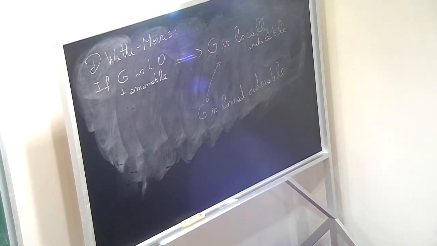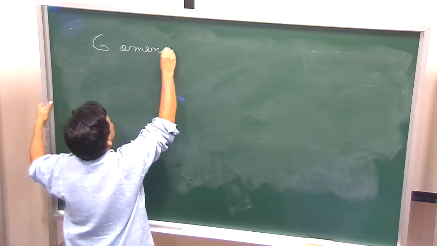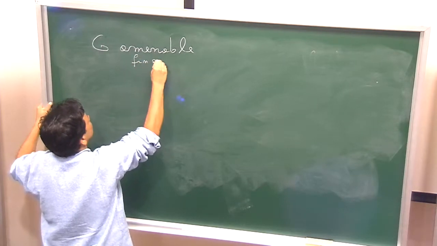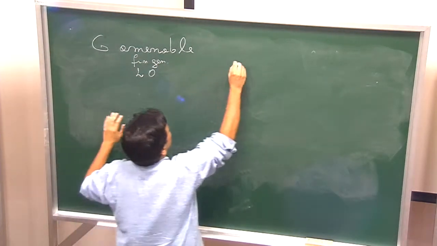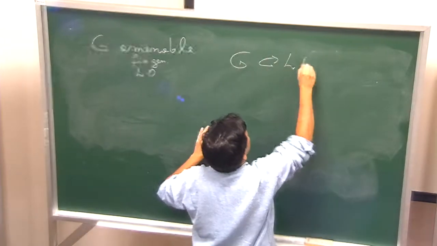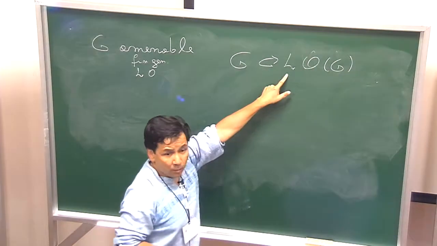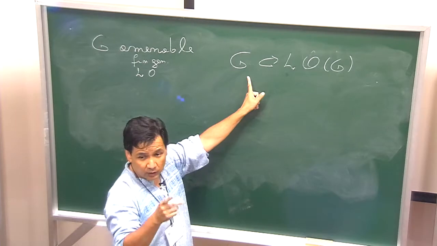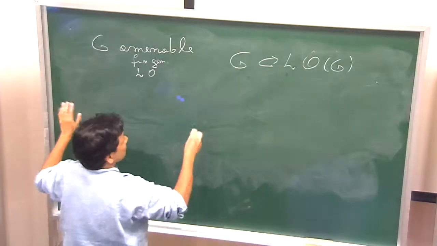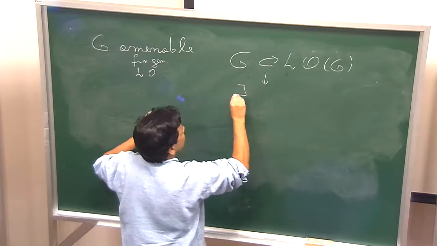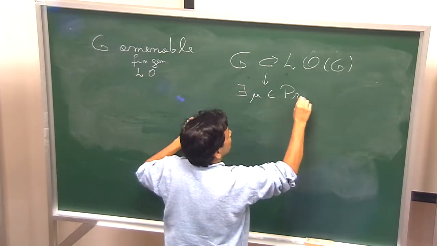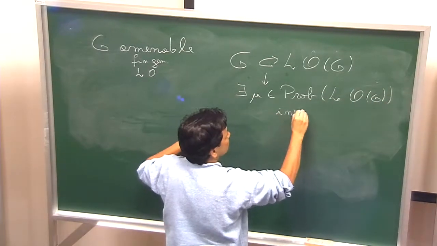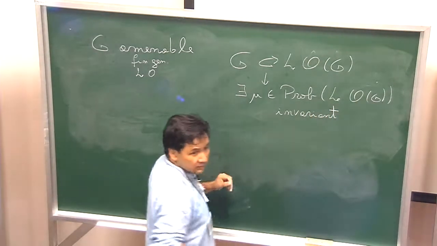So G amenable, say finitely generated, left orderable. Then you look at the action of G on the space of left orders, and this is a compact metric space which is totally disconnected, and you have an amenable group. And because of one of the equivalents of amenability, there exists a mu, which is a probability measure on the space of left orders, which is invariant under the action. Okay?